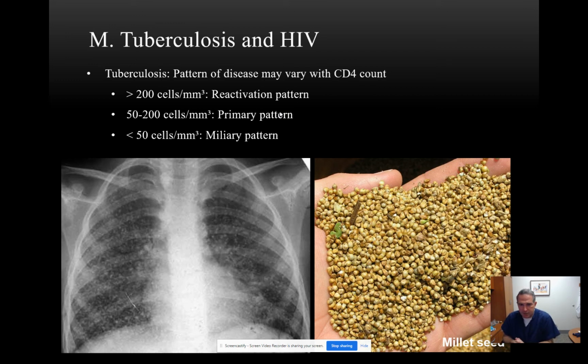For the HIV population, you can have slightly different patterns based on your CD4 count. So above 200, you're going to have the more classic reactivation form, which is the upper lobe cavitary stuff. As it starts to drop, you can have a more primary pattern, which is going to look like a pneumonia. And then in people who are severely immunocompromised, less than 50 CD4 count, you can have a miliary pattern. Miliary is named after millet seed, which is about that big. It's scattered all over the place.